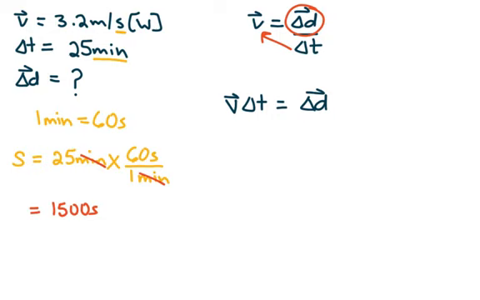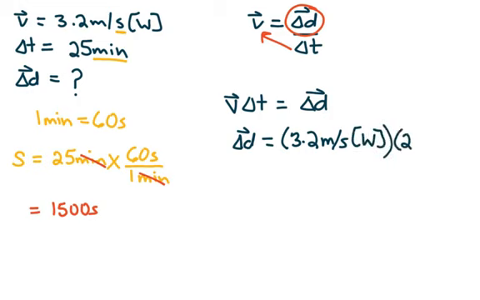When you substitute, if you want to flip-flop what side everything is, that's totally fine. That's what I'm going to do right now. And I'm going to substitute my V, 3.2 meters per second west, times my time. Whoopsies. I almost forgot to use my new time. 1,500 seconds. Because this is meters over seconds, seconds will cancel because I've got a seconds on the bottom of a fraction and also on the top. So my final answer then will end up being 4,800 meters west.